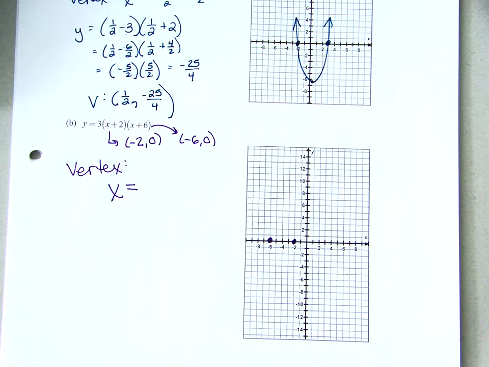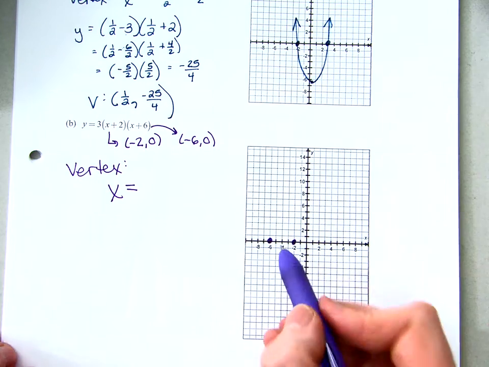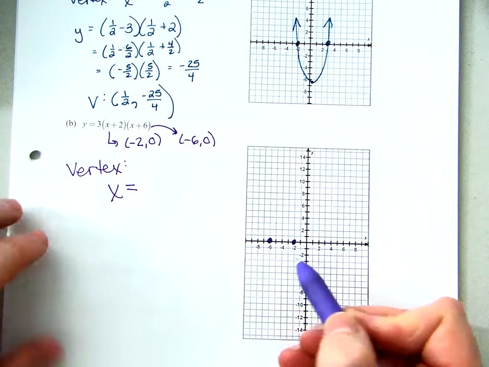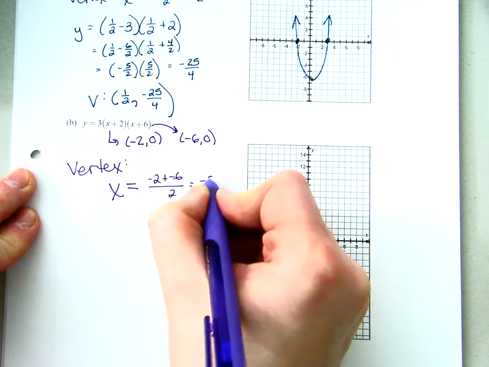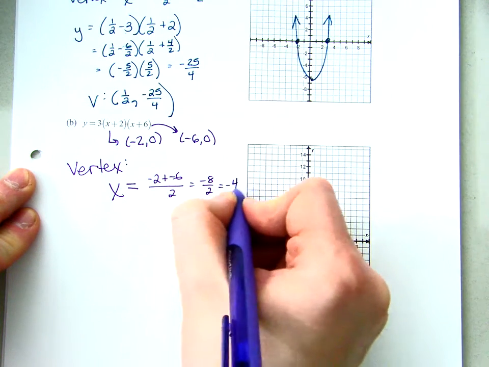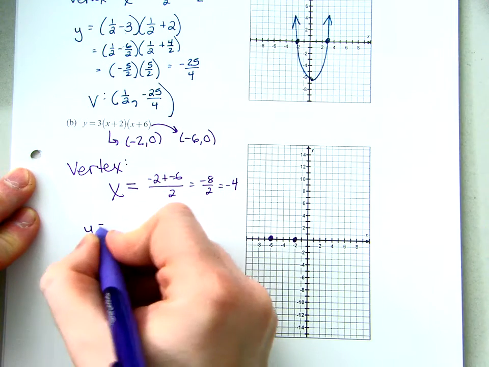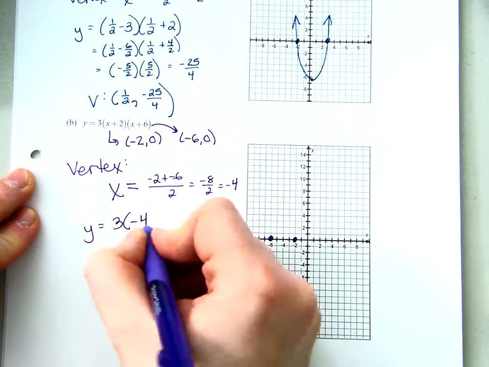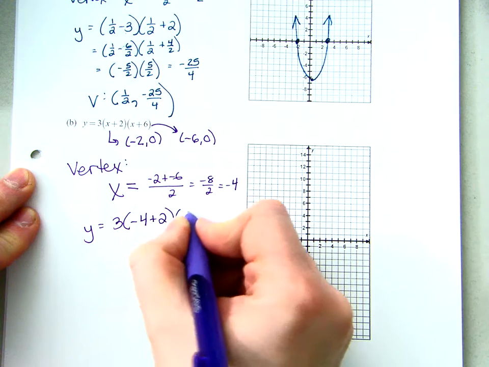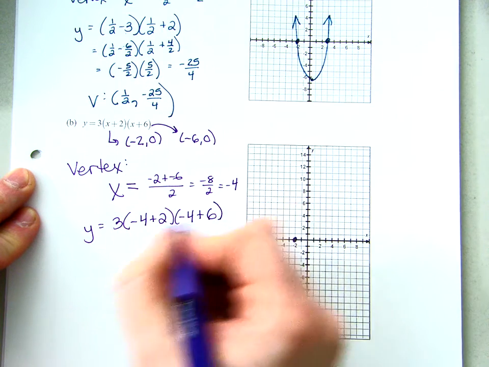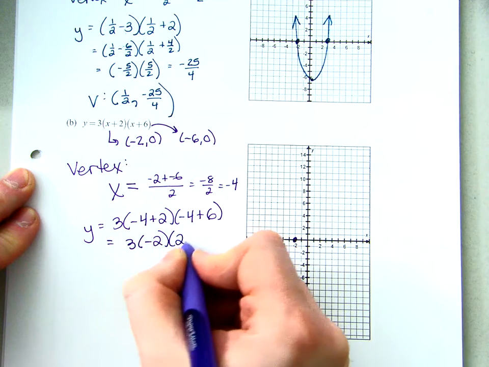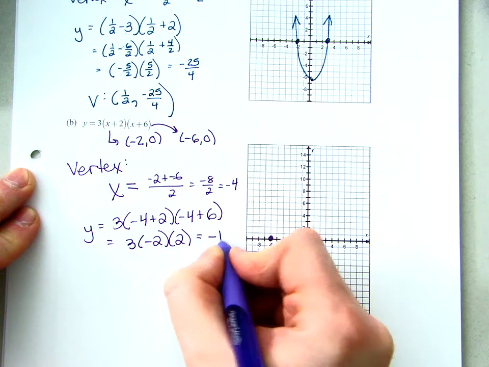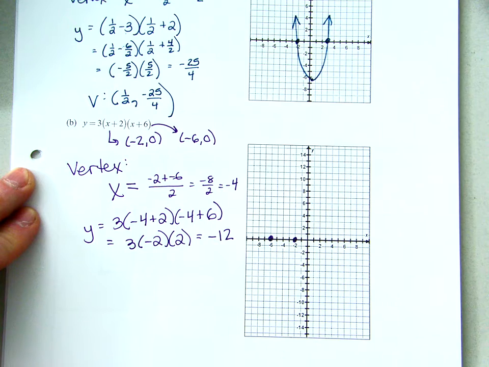Fiona, do you have the x-coordinate of the vertex? Negative 4. Honestly, you can either just count to the middle, or you can do the average of negative 2 and negative 6. But either way, you're going to get negative 4. As for the y, I'm going to plug that in. Maybe negative 12 for the y-coordinate.